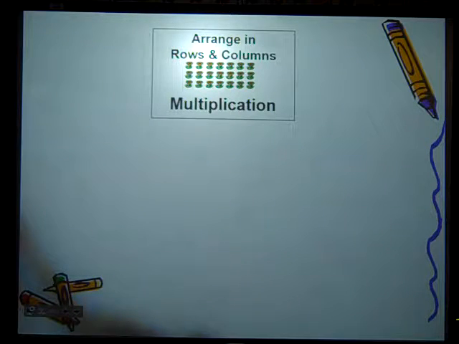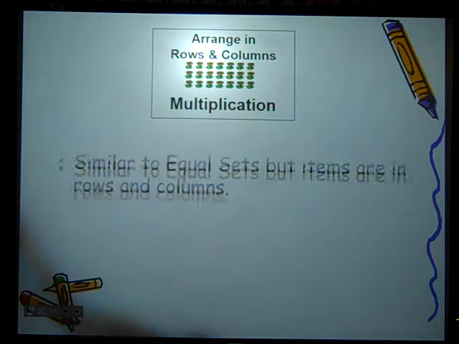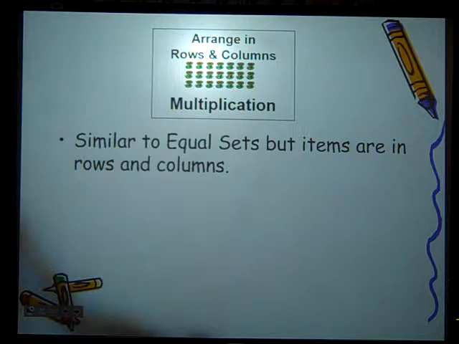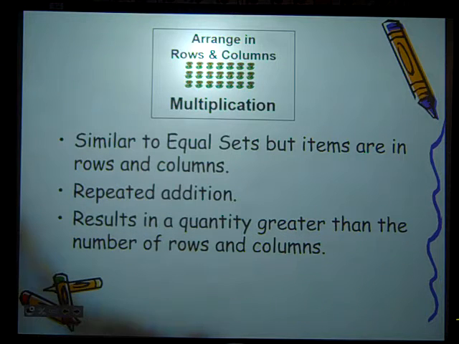This is arranging in rows and columns. It's very, very similar to the previous groups, except the groups are in a very specific arrangement, and that is rows and columns. We know it as an array. Okay, you learned an array in 4th grade. So it's similar to equal sets, but the items are in rows and columns. It is also still repeated addition, and the result is still larger than the initial quantity.